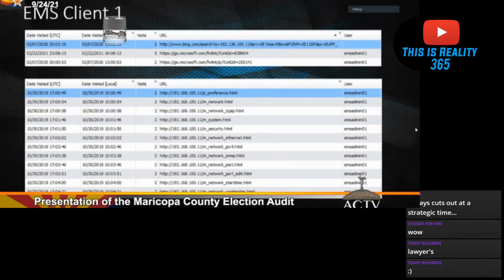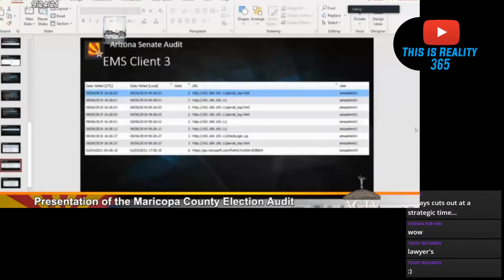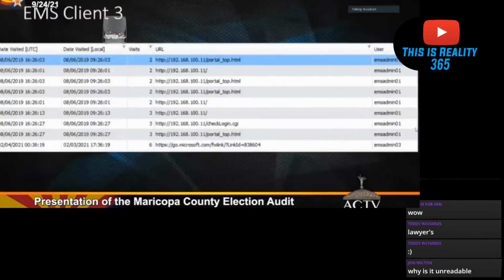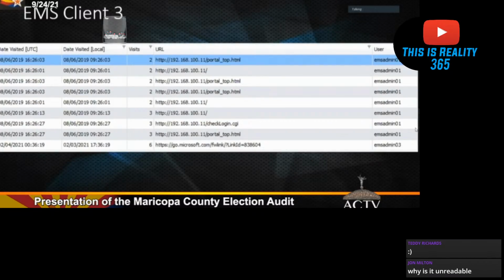Next slide. Okay, once again, this is EMS Client 3, and you can see that the last date, there are 6 visits to Microsoft.com, and the last visit was on the 3rd of February 2021. Now, keep in mind that those previous 5 visits were obviously before that time frame, and we don't have a record by nature of this artifact when each of those visits occurred. Next slide.